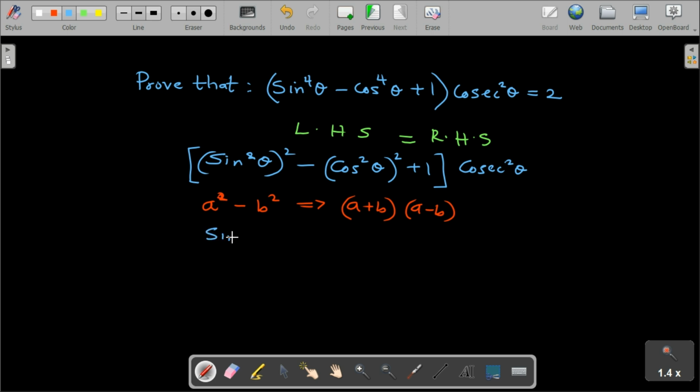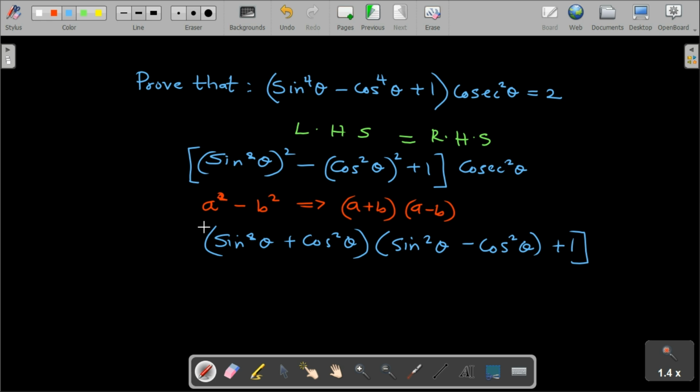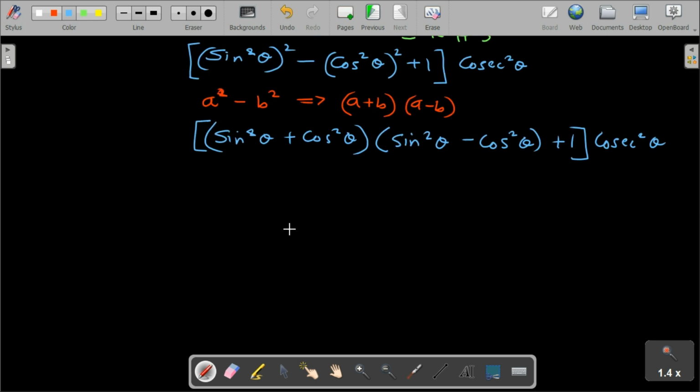So meaning this expression, sin square theta all squared minus cos square theta all squared, can be written as sin square theta plus cos square theta, times sin square theta minus cos square theta. Then we have a plus 1. This whole expression is multiplied by cosec square theta.